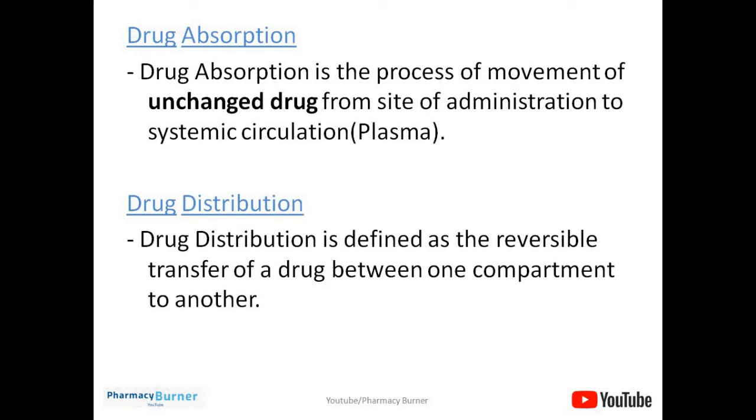The first one is drug absorption. Drug absorption is the process of movement of unchanged drug from the site of administration to the systemic circulation. Systemic circulation we call the bloodstream. Next is drug distribution. Drug distribution is defined as the reversible transfer of a drug from one compartment to another compartment. There are mainly 2 compartments: extracellular fluid and intracellular fluid.